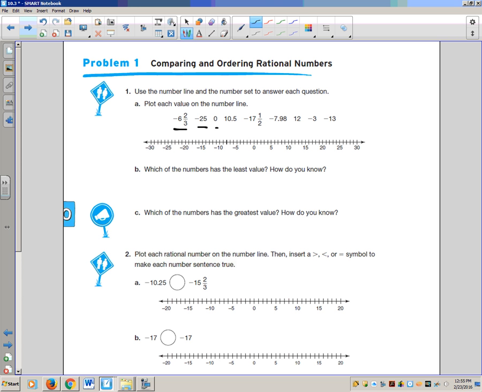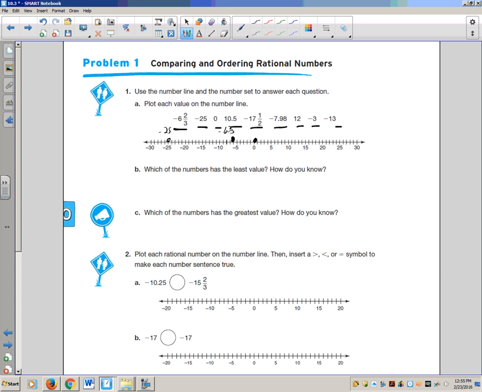So you're going to put all these numbers on your number line. Negative 6 2/3. You're going to go left. There's negative 5. Negative 6 is right about here. They really don't give us much room. It's negative 6 2/3. Negative 25. Watch your negative sign. There's negative 25. 0. Right smack in the middle.